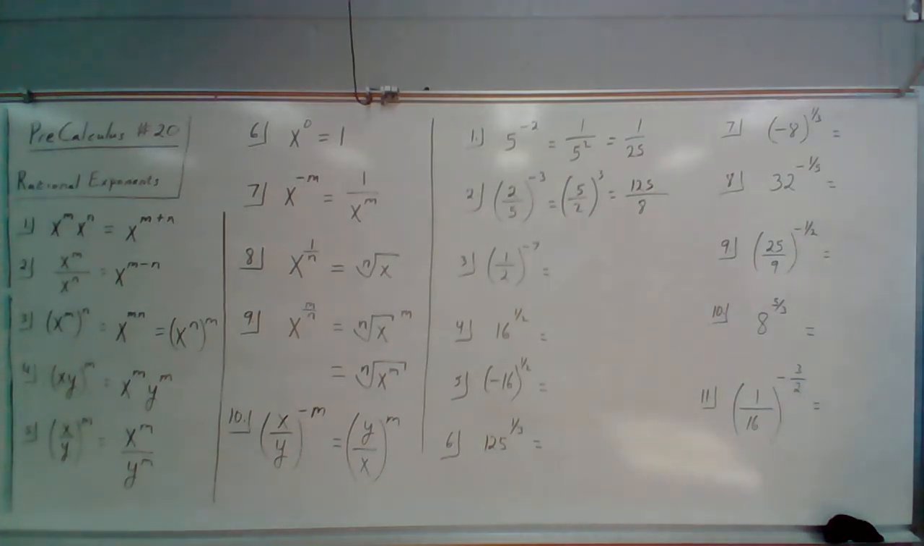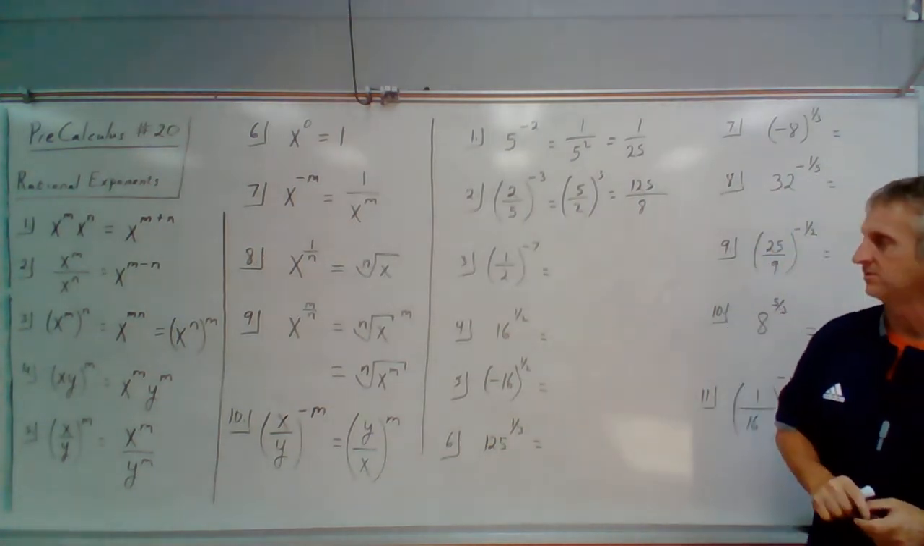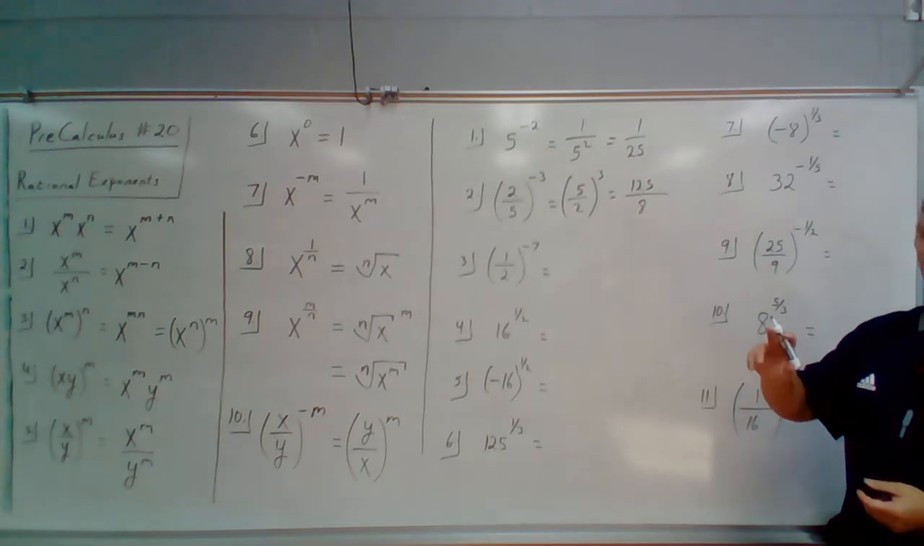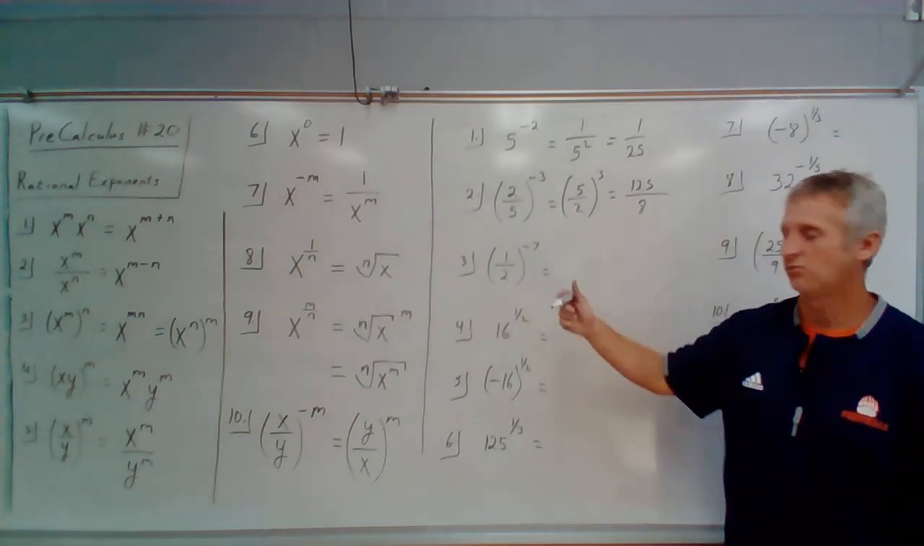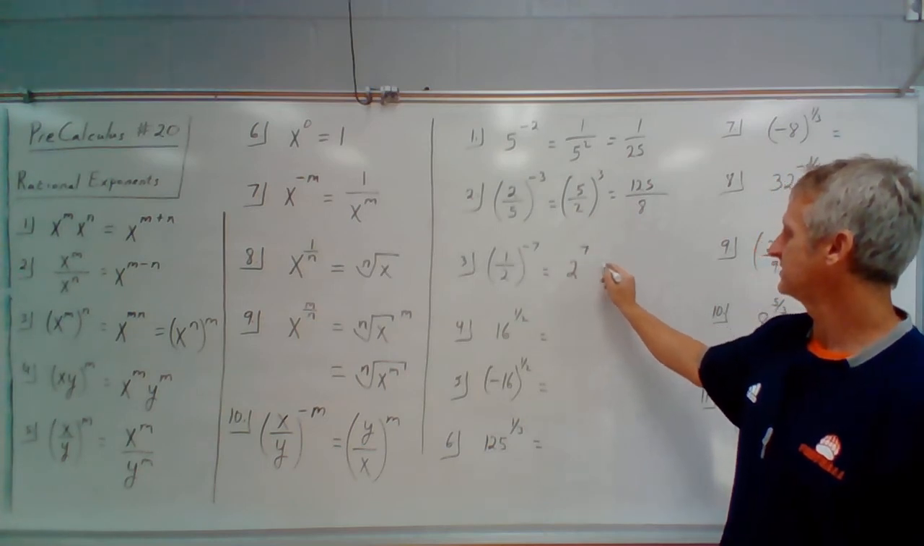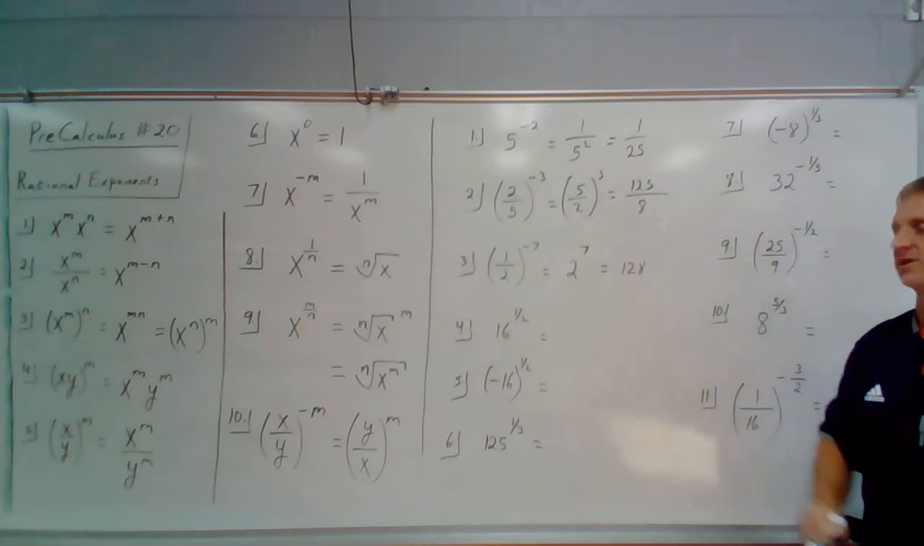All right, 1/2 to the negative seventh. Okay, so again, rule number 10 tells us how to handle a fraction raised to a negative exponent. I just flip it. So 1/2 flipped upside down is 2 to the 7th, and 2 to the 7th is 128.